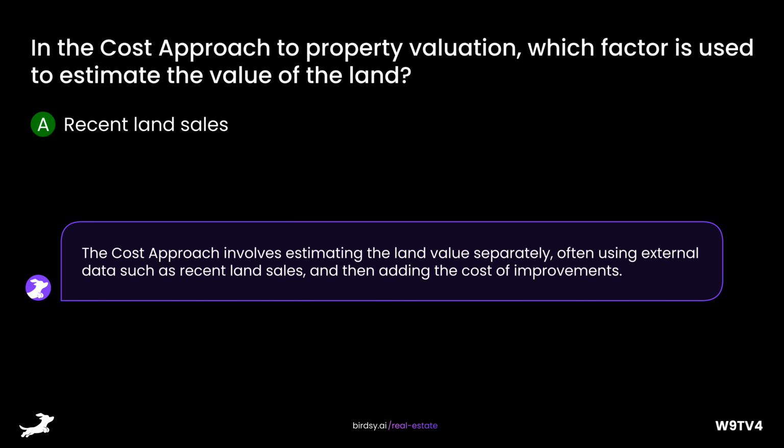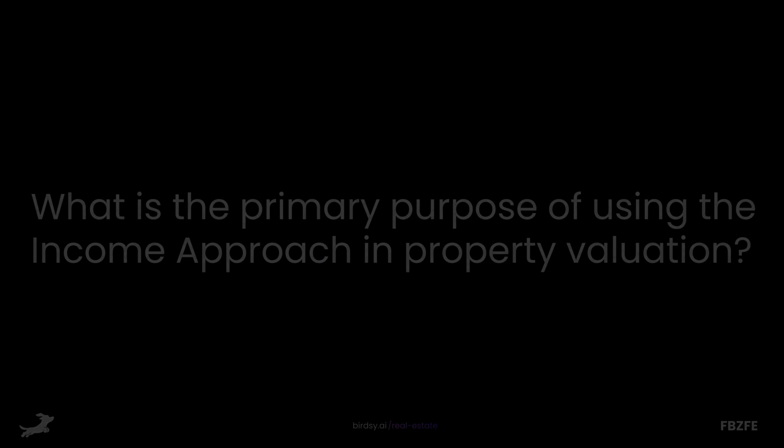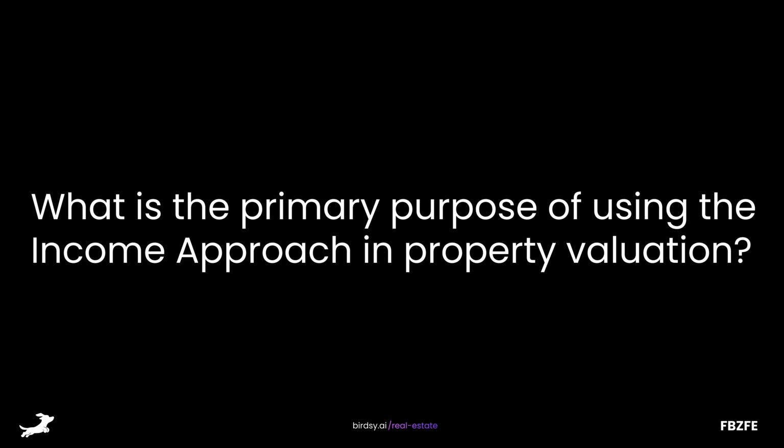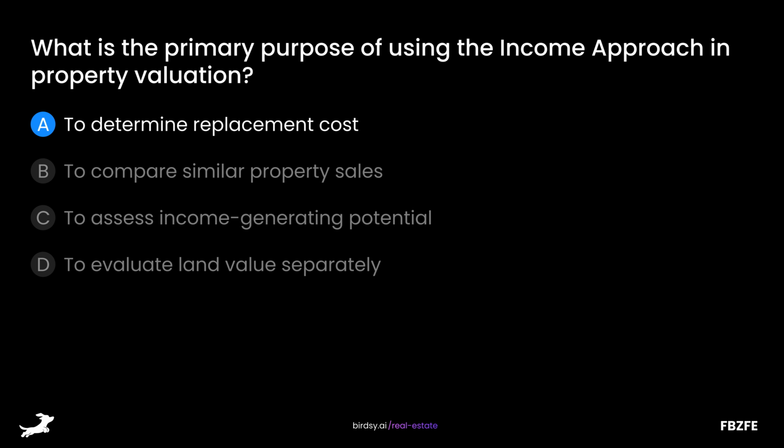The cost approach involves estimating the land value separately, often using external data such as recent land sales, and then adding the cost of improvements. What is the primary purpose of using the income approach in property valuation? Is it A, to determine replacement cost, B, to compare similar property sales, C, to assess income-generating potential, or D, to evaluate land value separately? The answer is C, to assess income-generating potential.